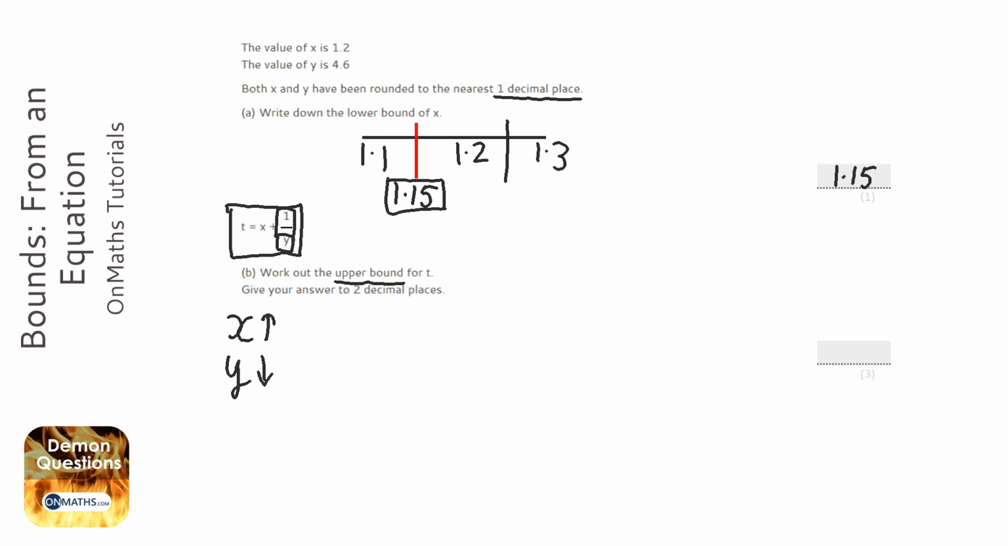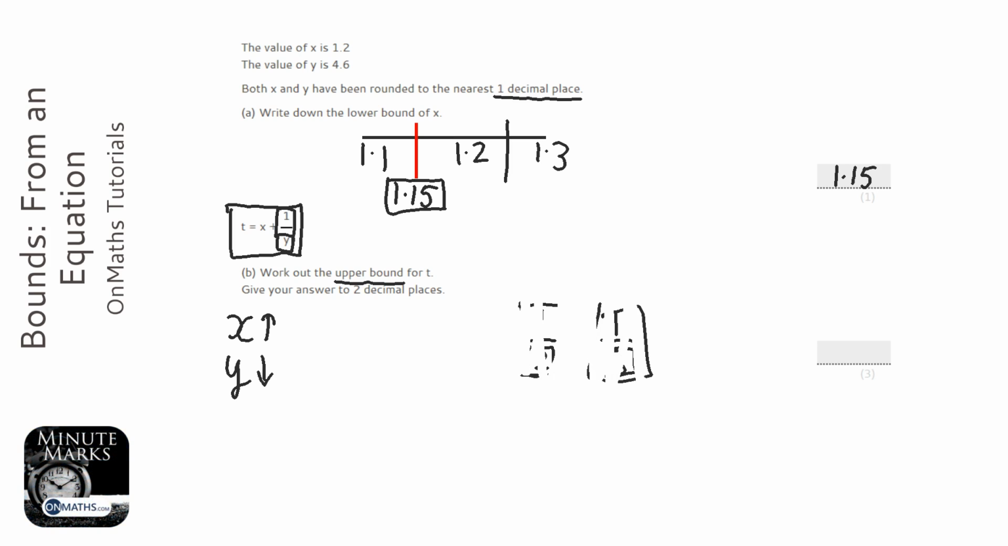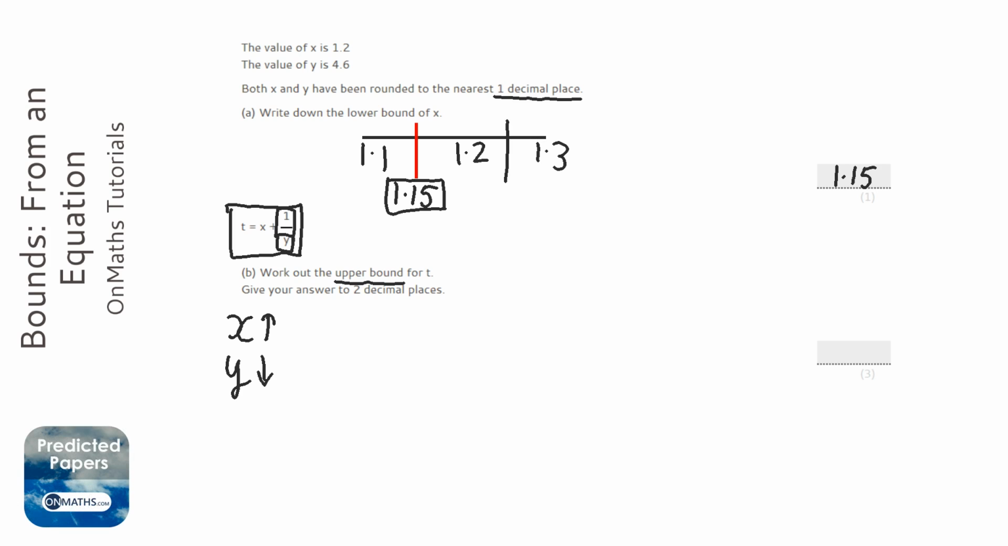So we actually want y to be as small as possible. If you ever think about it, the fraction a half and the fraction a third, which is bigger? Well, a half is bigger. So the smaller the number at the bottom, the bigger the fraction. A bit of a side note, but it's really important to remember: if there's a denominator, we want it as big as possible to make the number as small as possible, or as small as possible in this situation to make the number as big as possible. So we need to find the upper bound for x and the lower bound for y.